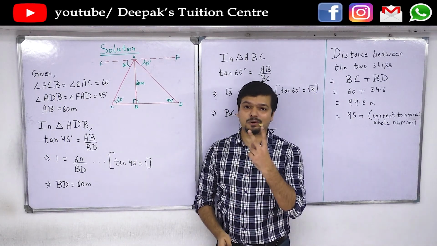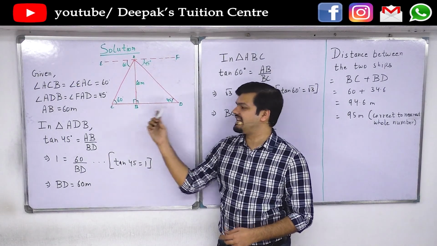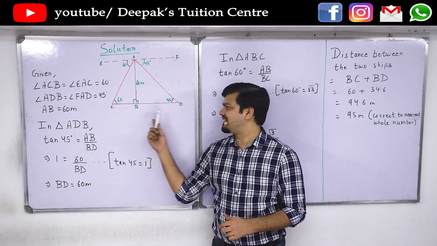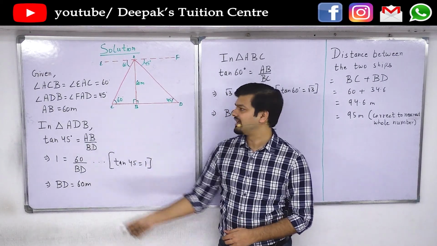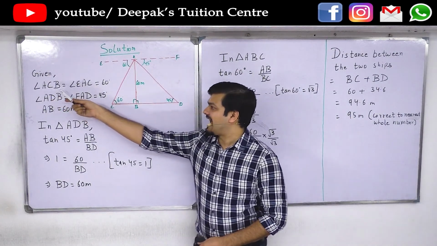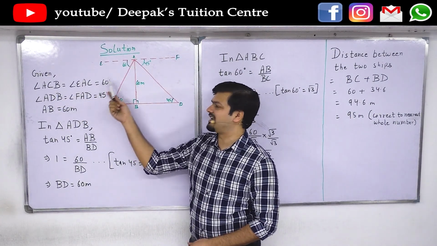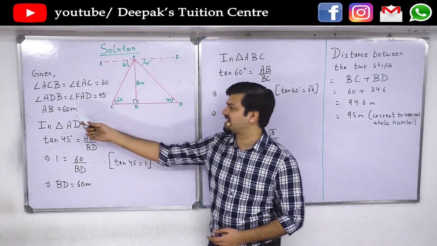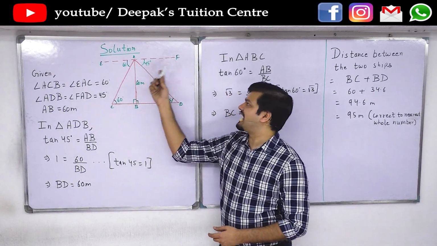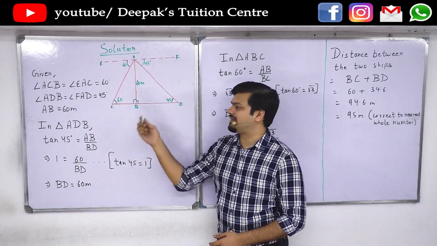Now I can see two right angle triangles, triangle ACB and triangle ADB. So I'll work on those triangles and find the distance between the two ships, that is CD. That is obviously BC plus BD. The given things are angle ACB is equal to angle EAC, which is equal to 60 degree, obviously angles of depression. Angle ADB is equal to angle FAD is equal to 45 degree. And AB is 60 meters.